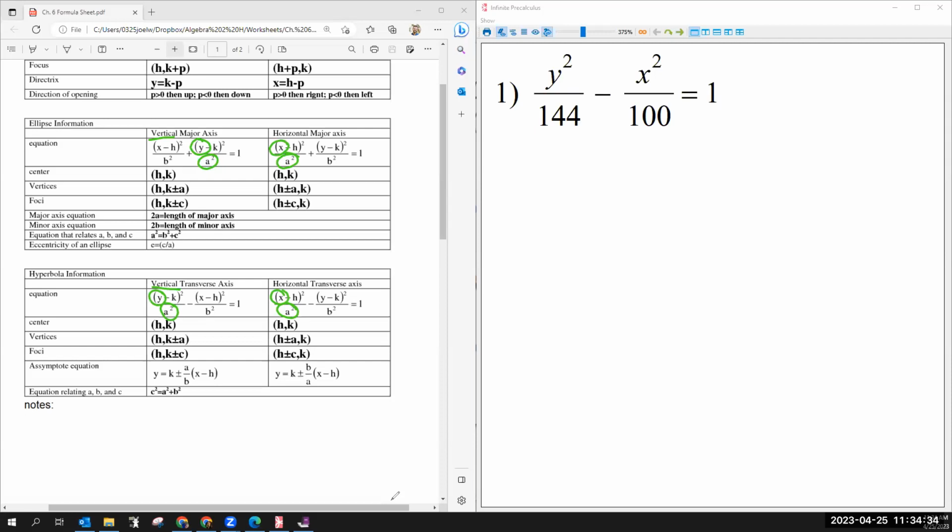If it's vertical, the A is under the Y. If it's horizontal, the A is under the X. That has not changed. What does change is, yes, the A squared always comes first. We always put the A squared first. And so therefore the order for vertical does end up getting a little bit backwards. The big difference is what? There's a bigger difference. Somebody tell me what the big difference is between ellipses and hyperbola. Subtraction. That is important.